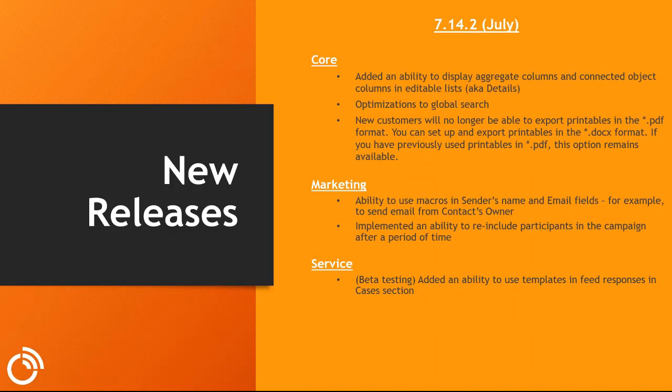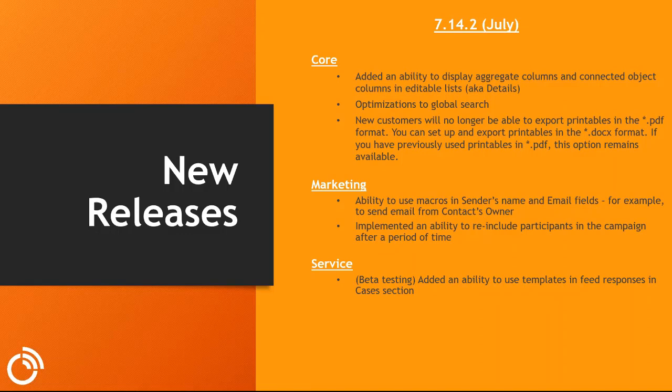And then finally, just recently announced the 7.14.2 release in July. Some core updates here include an ability to display aggregate columns and connected object columns in your editable lists, aka your details. Some optimizations to global search to help that work better, and a change to the printables function.